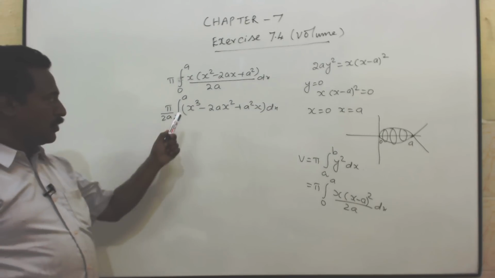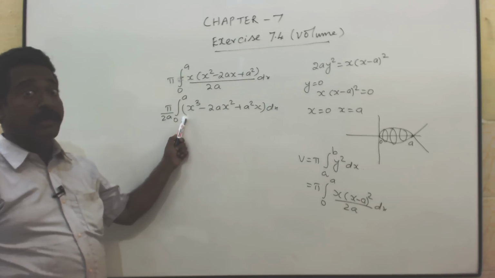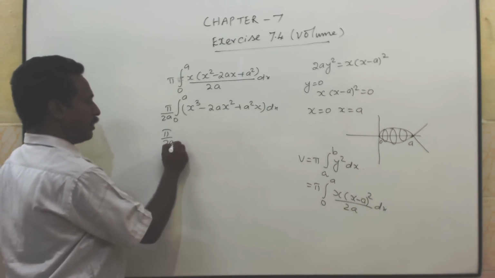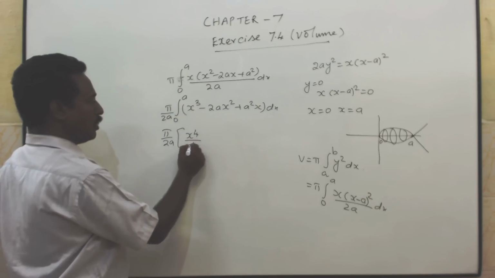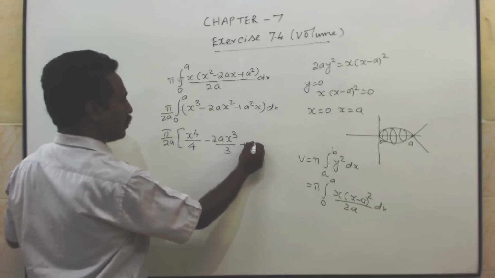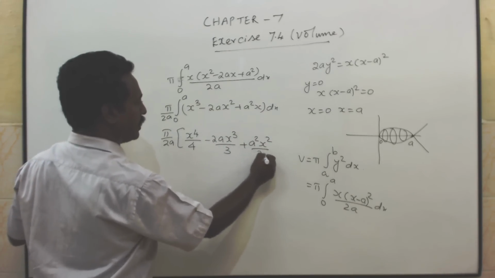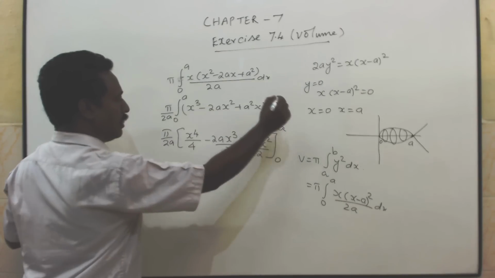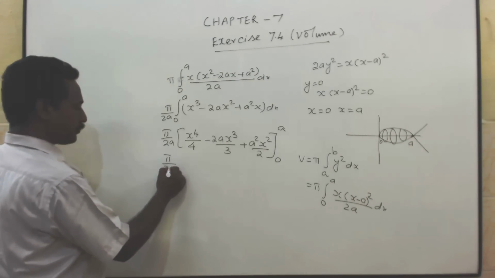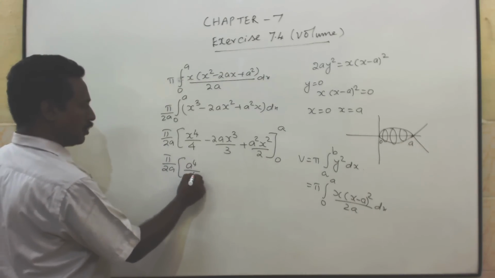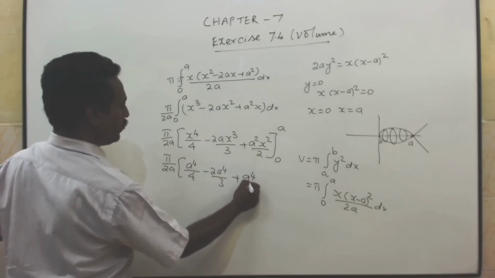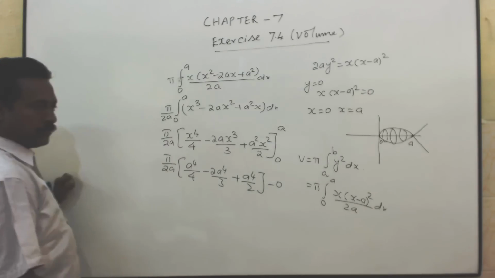Now you know how to integrate. What is the integration of x cube? X power 4 by 4. So pi by 2a times x power 4 by 4 minus 2a x cube by 3 plus a square x square by 2. Integration of x is x square by 2. Limit 0 to a: pi by 2a, that is a power 4 by 4 minus 2a power 4 by 3 plus a power 4 by 2. When we substitute, 0 becomes 0.